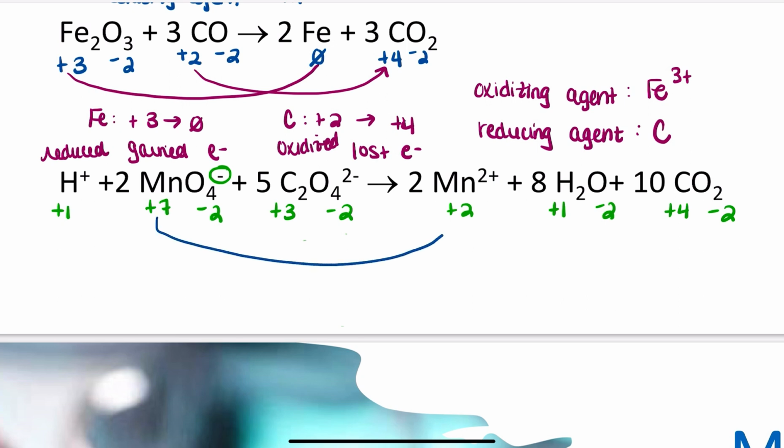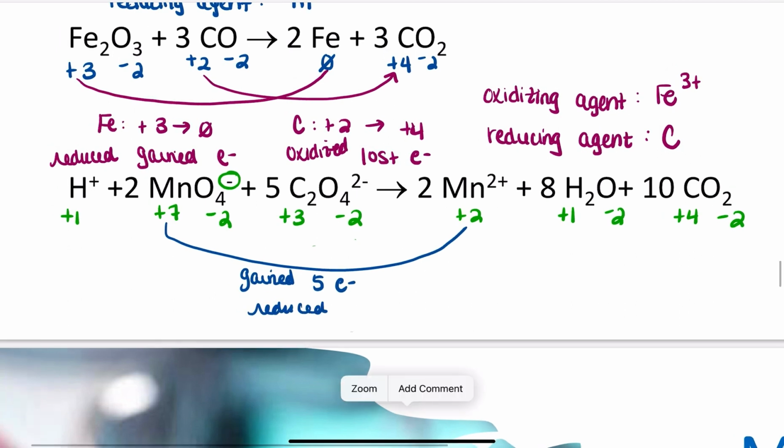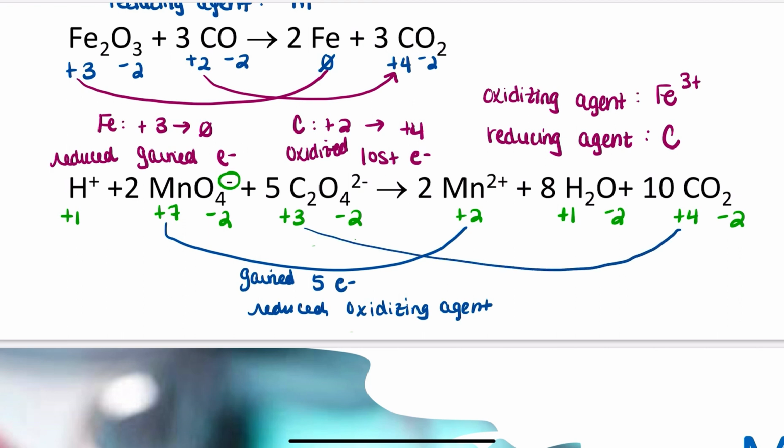Manganese, +7 to +2. That gained some electrons. It was reduced. It's an oxidizing agent. Oxygen, -2 to -2, -2, -2, nothing has changed there. And my carbon went +3 to +4, lost electrons, being oxidized, therefore reducing agent.